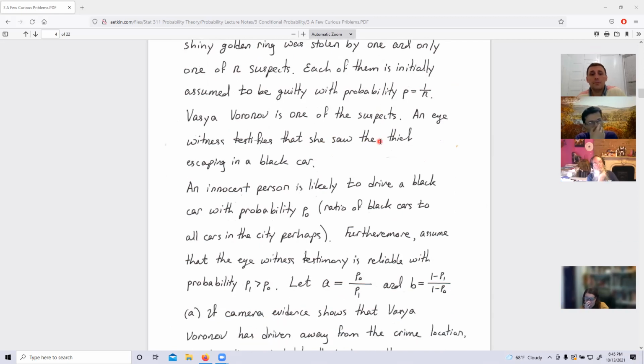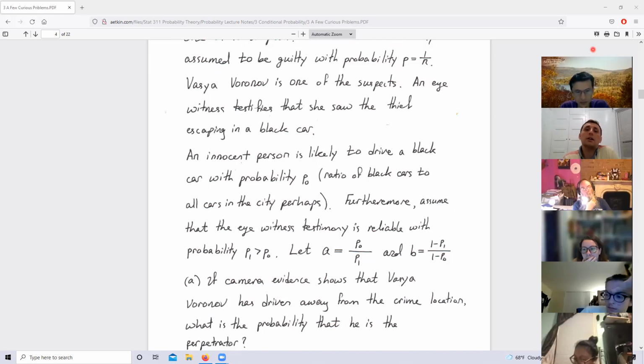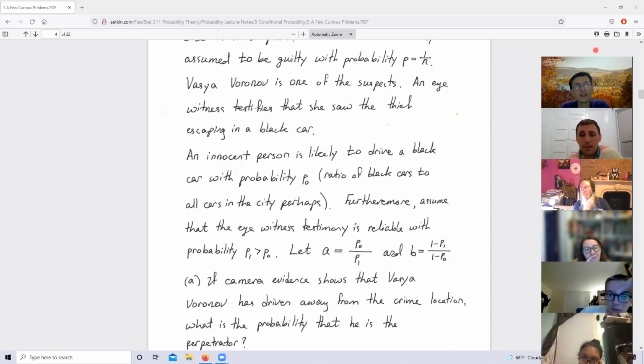Now, some innocent people drive black cars. You agree? If a person drives a black car, it does not make him guilty. Maybe it was just some Uber driver. So P0 is the probability that an innocent person drives a black car. I'm not sure how you calculate it. It could be just the ratio of black cars among all the cars being driven, right? So P0 is just the likelihood somebody from the population happens to drive a black car, and maybe there's nothing special about driving a black car, right?